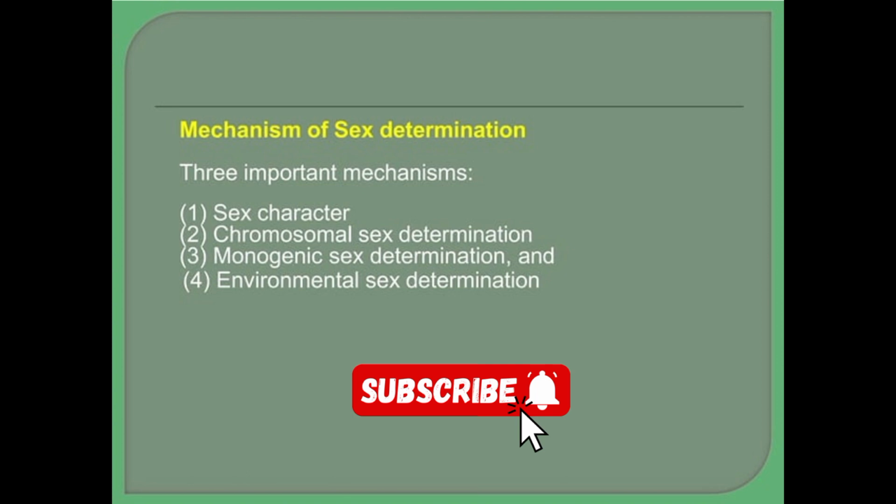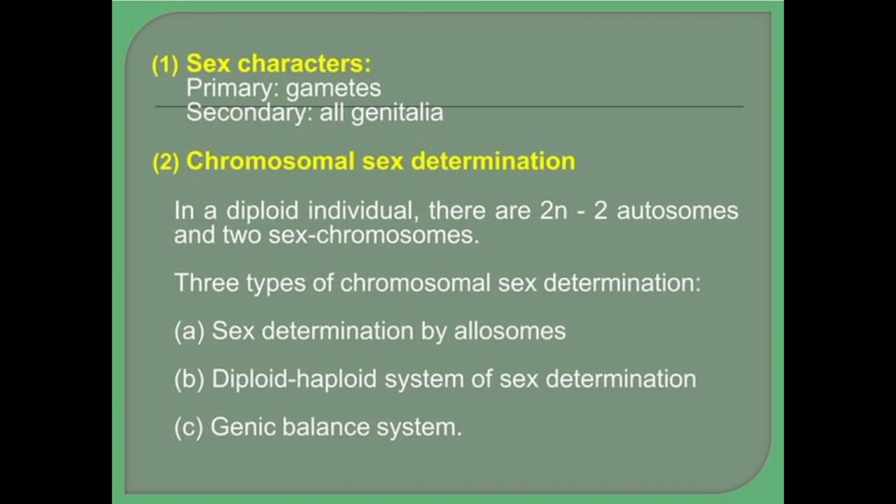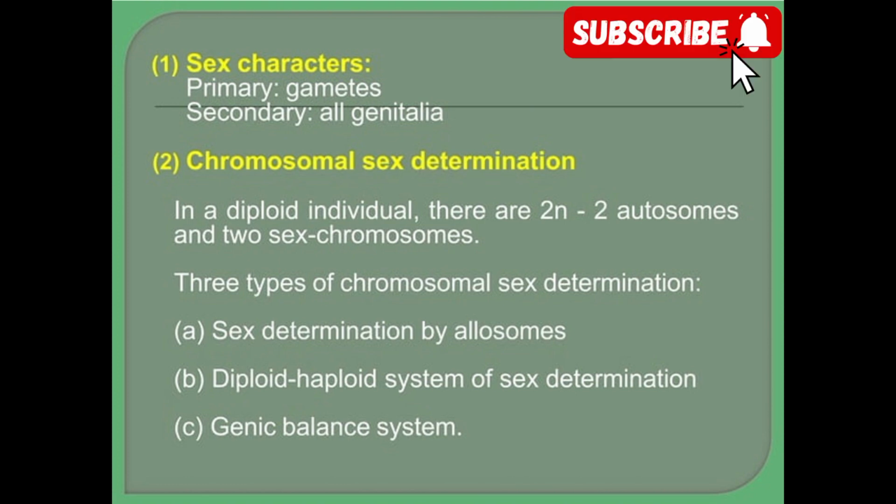Sex determination takes place by the following mechanisms: sex character, chromosomal sex determination, monogenic sex determination, and environmental sex determination. First of all, sex character. The primary sex character is that two types of gametes are produced, one known as the sperm and the other as the egg. Secondary sex characters include genitalia, for example gonads.